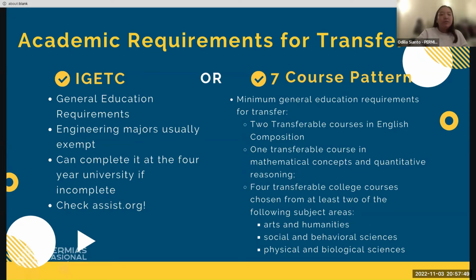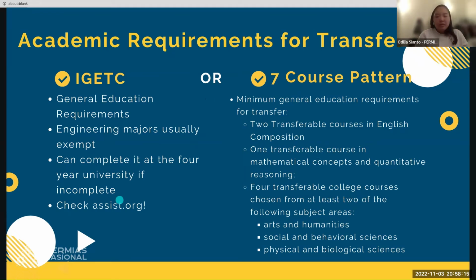An example of how you could finish these last 4 classes would be, say I was a chemistry major and I took 3 chemistry classes, so that would fill the physical and biological sciences, and I took a philosophy class, and that would complete the social and behavioral sciences. So that's how I could finish the 7-course pattern without necessarily finishing IGETC.